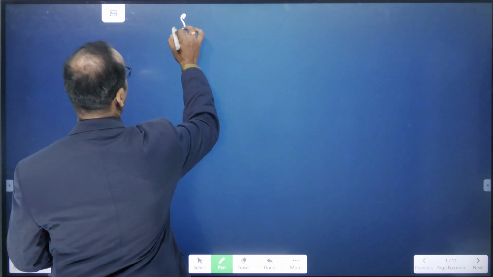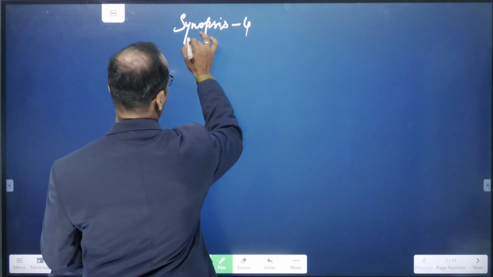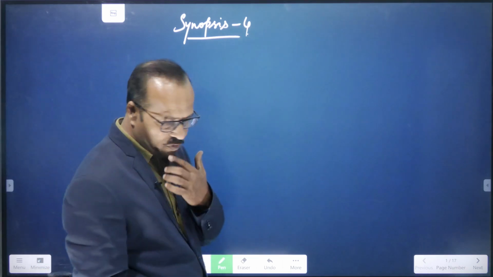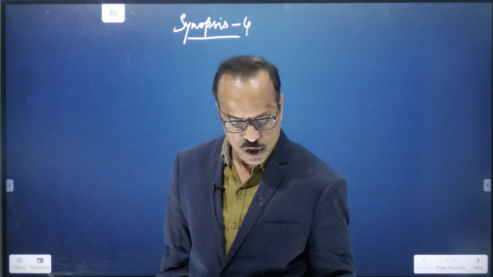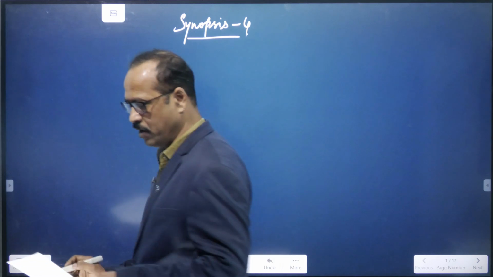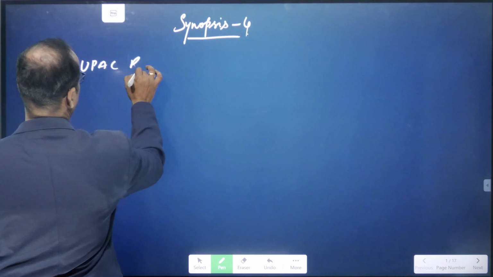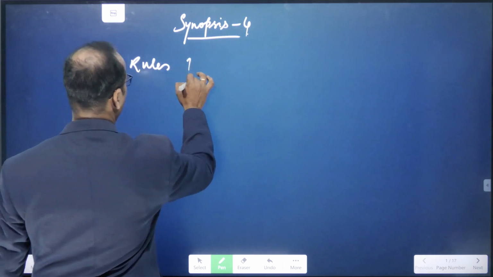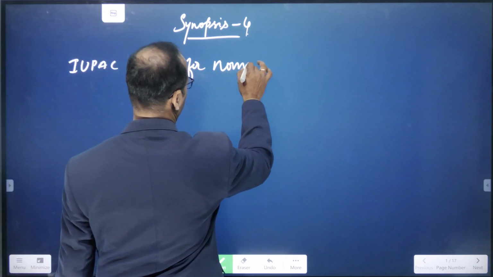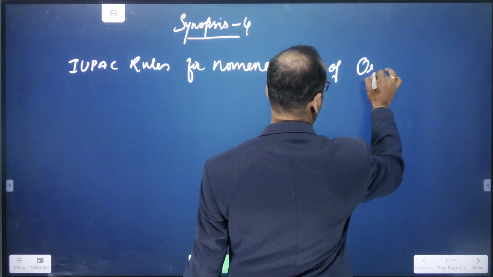Now students, today we are continuing the same topic with synopsis 4. In synopsis 4, what are we going to do? We are going to do the same IUPAC rules of nomenclature of organic compounds.